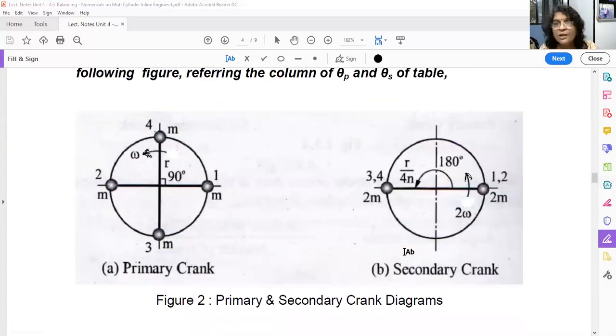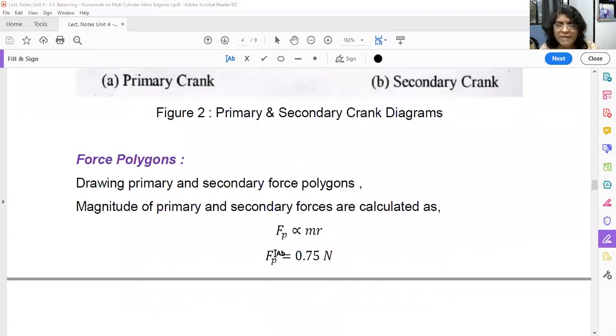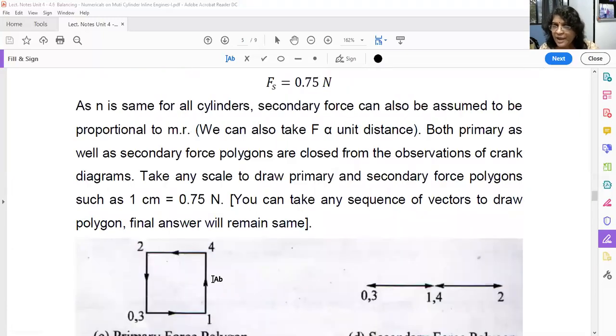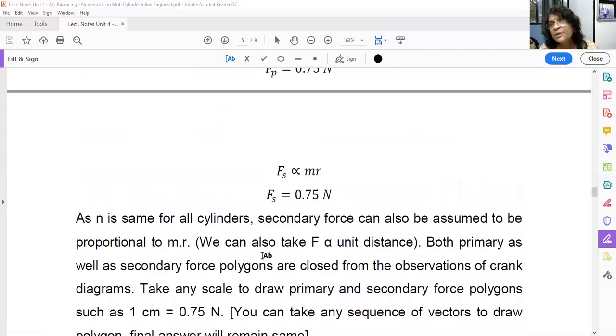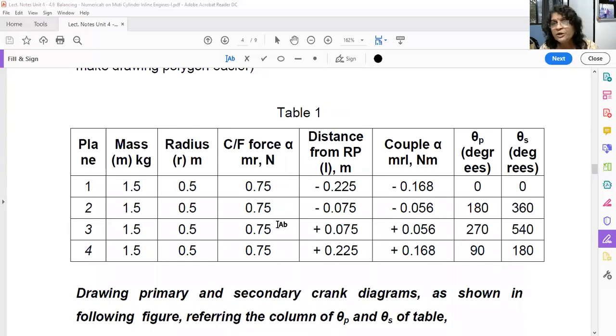Okay, now let us draw the force polygon. What do you require to draw any vector or force polygon? You require vector length and vector direction. How will you get vector length? See here, what is the magnitude of each force? See, 0.75, 0.75, 0.75, 0.75 Newton. Okay, you can take any scale. All forces are having equal length. So you can take scale 1 centimeter is equal to 0.75 Newton. Or any scale you can take.